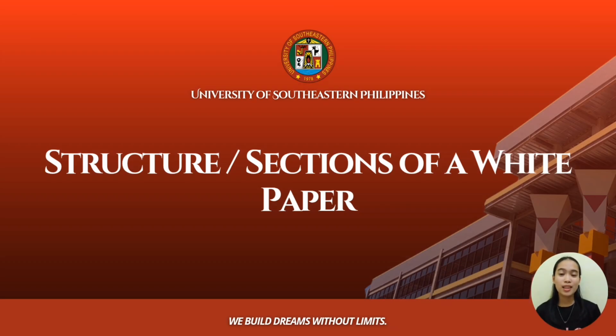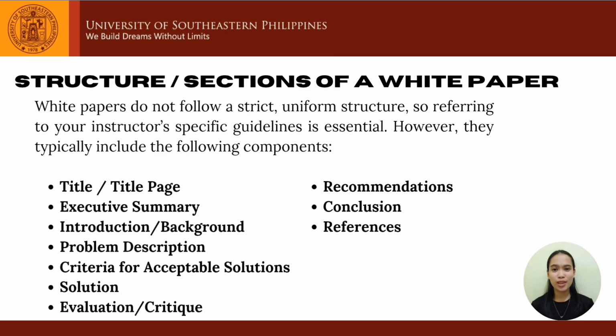Let us talk about the structure and sections of a white paper. White papers do not follow a strict uniform structure. So referring to your professor or instructor's specific guidelines is essential. However, they typically include the following components: title or title page, executive summary, introduction or background, problem description, criteria for acceptable solutions, solution, evaluation and critique, recommendations, conclusions, and references.